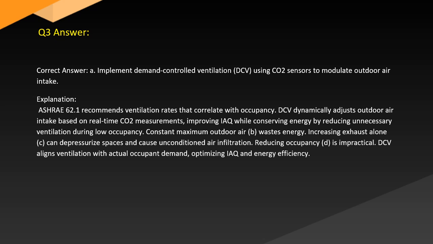Explanation. ASHRAE 62.1 recommends ventilation rates that correlate with occupancy. Demand-controlled ventilation dynamically adjusts outdoor air intake based on real-time CO2 measurements, improving IAQ while conserving energy by reducing unnecessary ventilation during low occupancy. Constant maximum outdoor air (B) wastes energy. Exhaust alone (C) can depressurize spaces and cause unconditioned air infiltration. Reducing occupancy (D) is impractical. Demand-controlled ventilation aligns ventilation with actual occupant demand, optimizing IAQ and energy efficiency.